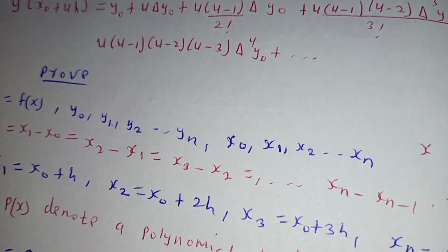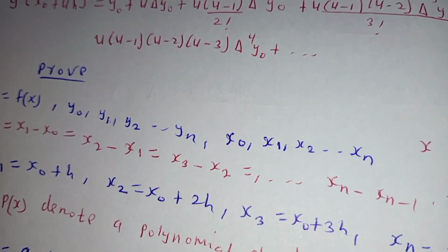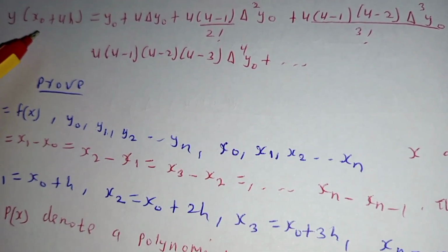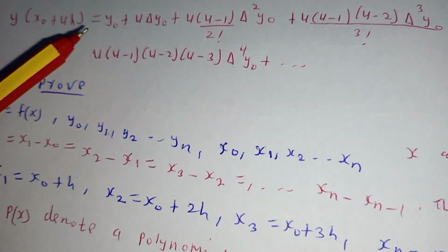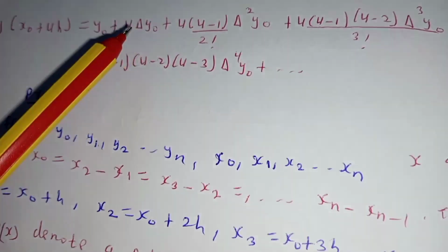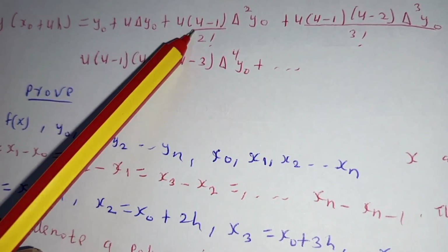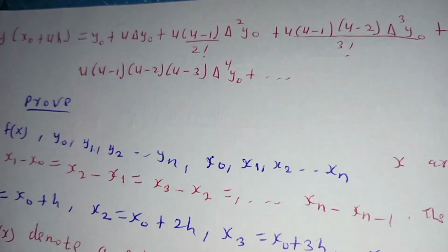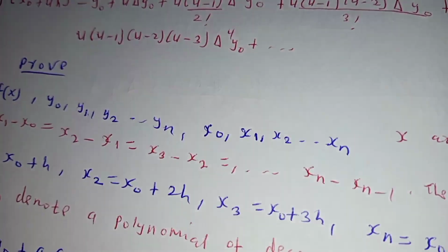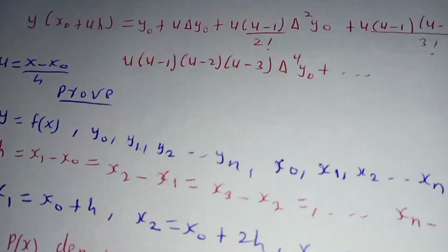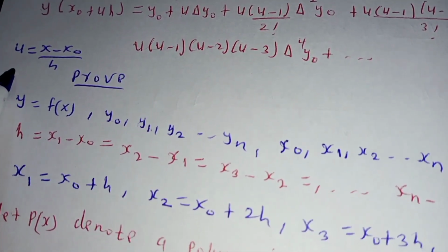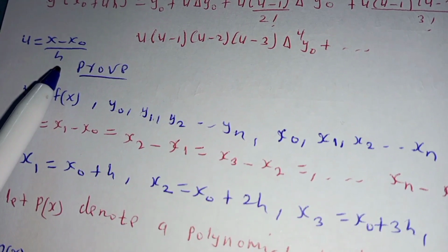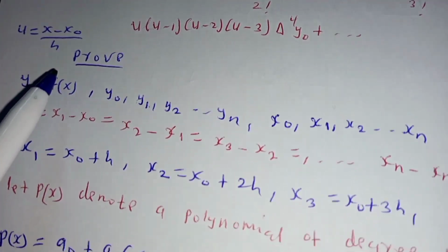We want to see what is referred to as Newton's forward interpolation formula, and it is given by y of x naught plus u h is equal to y naught plus u times the forward difference of y naught plus u bracket u minus 1 divided by 2 factorial times the second forward difference of y naught, all the way to the other terms. Here, u is equal to x minus x naught over h, whereby h is the equal distance from the first value. So the focus is to prove.